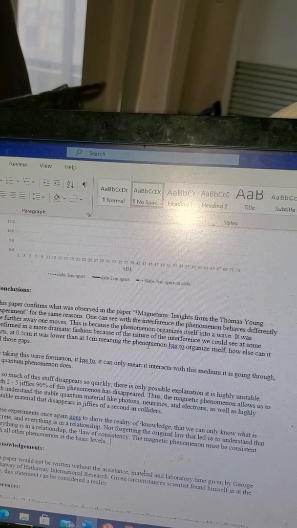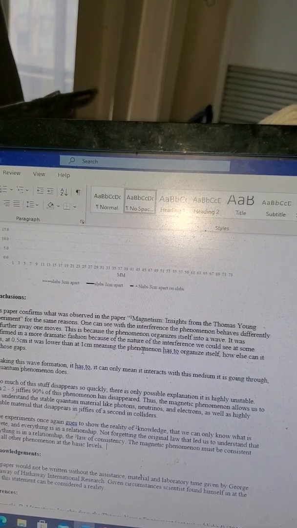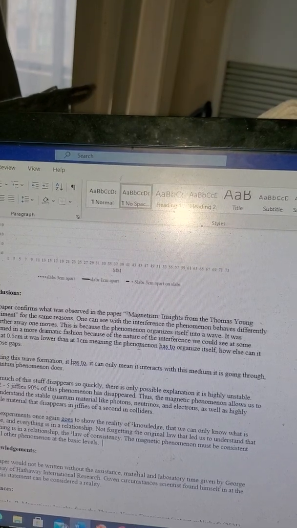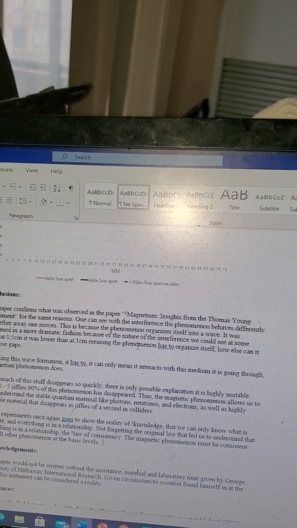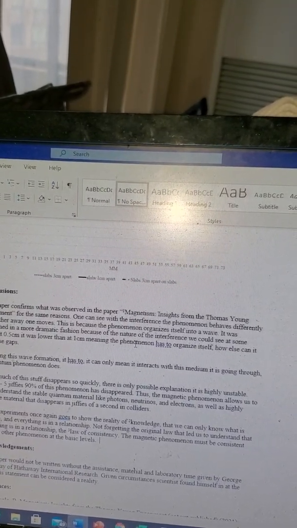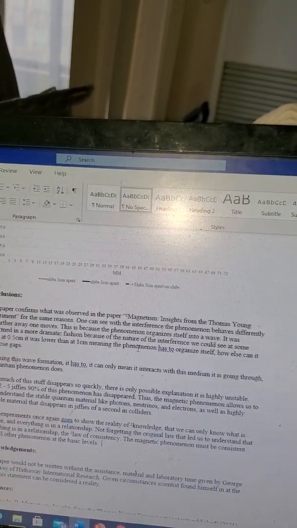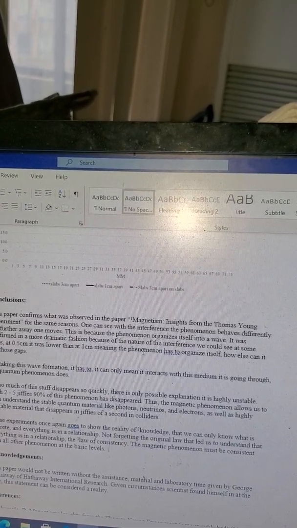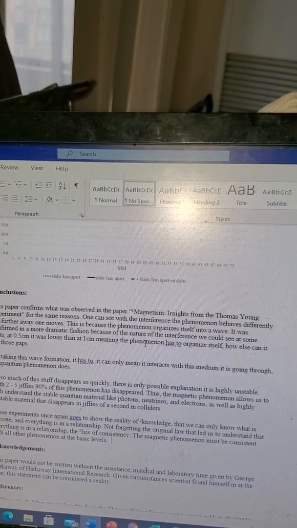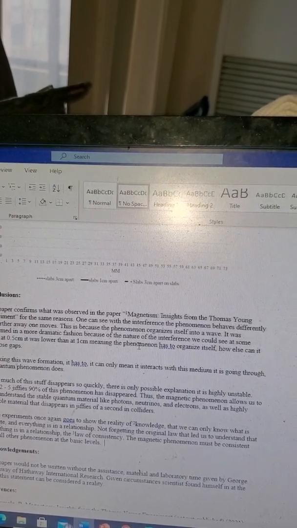By taking this wave formation, it can only mean it interacts with some medium that it is going through, as all quantum phenomena do, whether this medium is ether or dark energy, dark matter, I don't know. But there's some medium it is interacting with, that's why it's taking that wave formation. As so much of this stuff disappears so quickly, the only possible explanation is it is highly unstable. Within 2 to 5 jiffies, 90% of this phenomenon has disappeared.